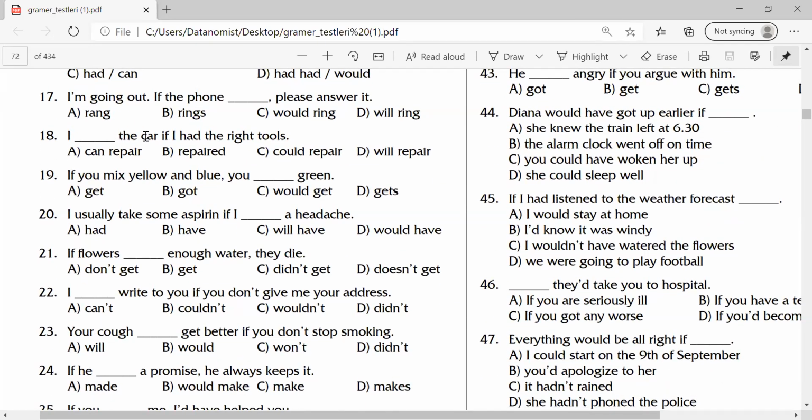I dash the car if I had the right tools. This is not had plus V3, only had. It means V2. So combination is would plus V1 or could plus V1, whatever. It depends on the choices I have. Can repair, repaired, could repair, will repair. Yes, could repair.